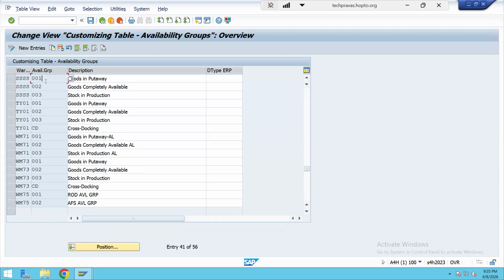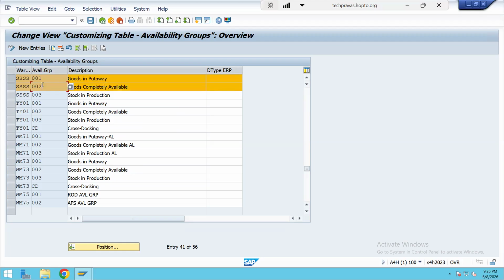Production and goods completely available for sale. What is the focus on these two? This is ROD and this is AFS, completely available for sale. Once the sales order is created, you must use the AFS storage location in your sales order to get the stock available. It will consider that stock, confirm the quantity and post it.